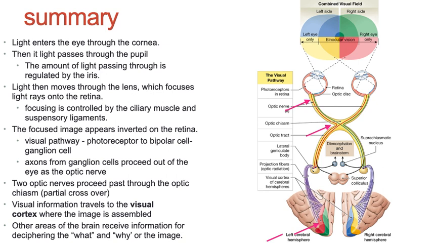Now, other parts of the brain are also involved in sight, because you have parts of your brain that are going to decipher what you are seeing, as well as why you are seeing it. So we're going to engage other brain areas for vision, but the actual part of producing that image is going to be in the visual cortex.